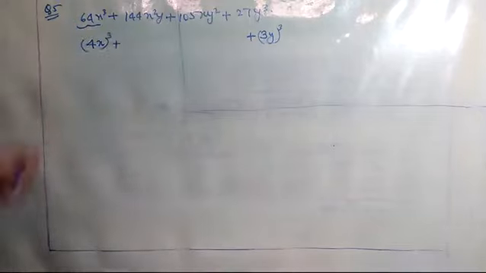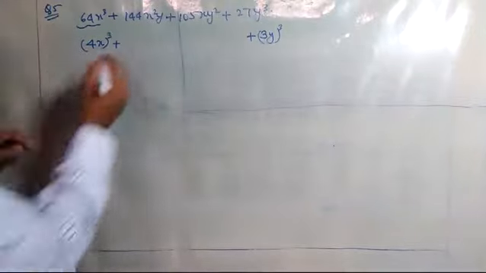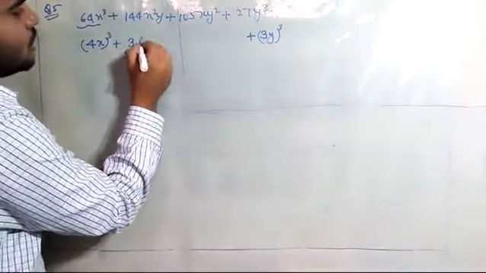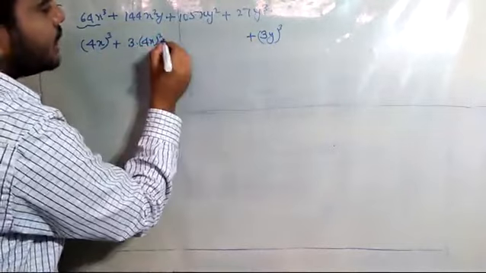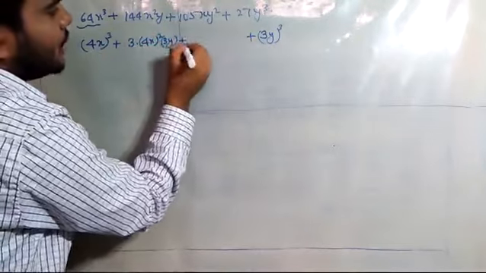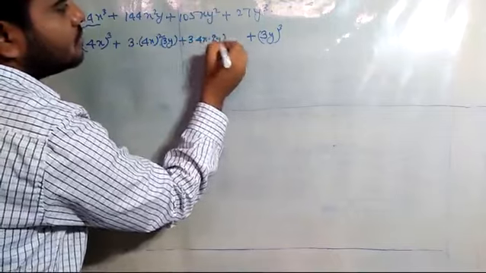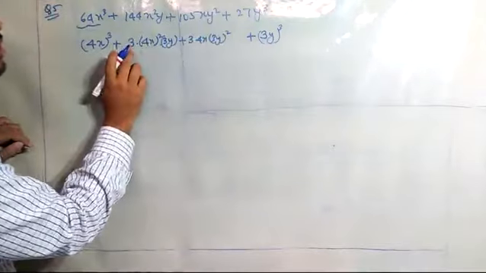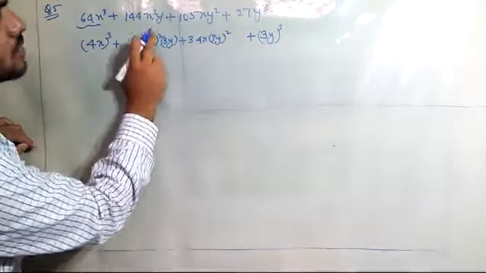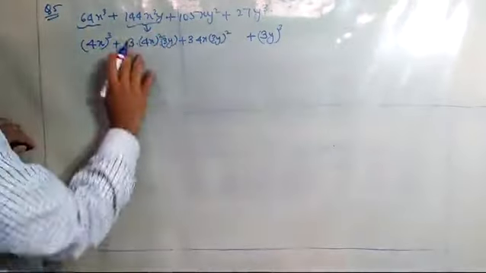You can very well understand this is actually the (a plus b) whole cube formula. That is what you are going to apply here. So here you will write 3 into a square, that is (4x) whole square, into b, that is 3y, plus 3 into 4x into the second term square. You check it. 4 4s are 16, 16 3s are 48, 48 3s are 144, x square and then y square. That means this term is opened into this form.